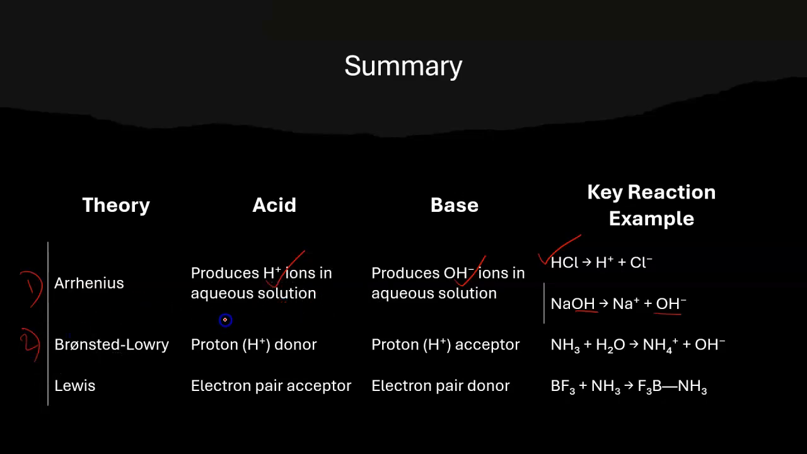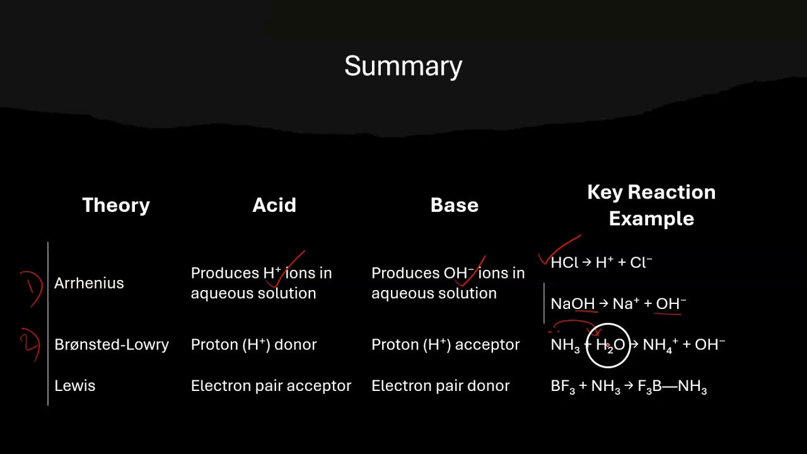Second one is Lowry-Bronsted theory. Now here you can understand this theory with the example of this one. See here, NH3 reacts with a water molecule. So NH3 gives a lone pair of electrons towards the proton of water, and the proton comes from water. NH3 becomes NH4 plus and OH minus ion.